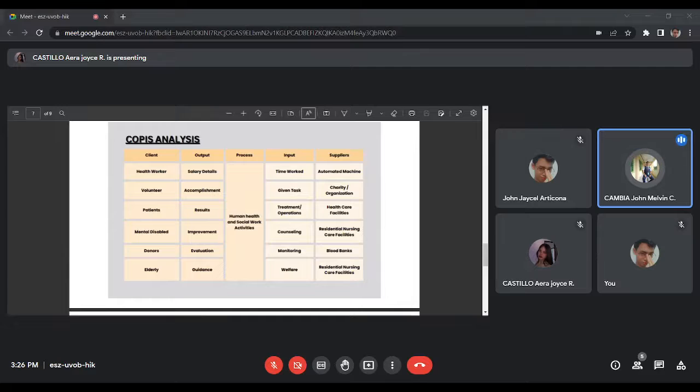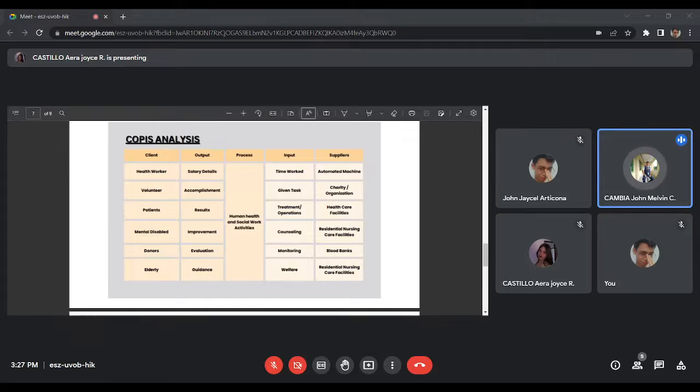Then next is the process, which is human health and social work activities. We build the output because of the process. In addition, the output addresses the needs and the process emphasizes the info system services. Then in the fourth row of the table are the inputs, which are the time work, given task, treatment or operations, counseling, monitoring, and welfare that are needed for the process to be executed.